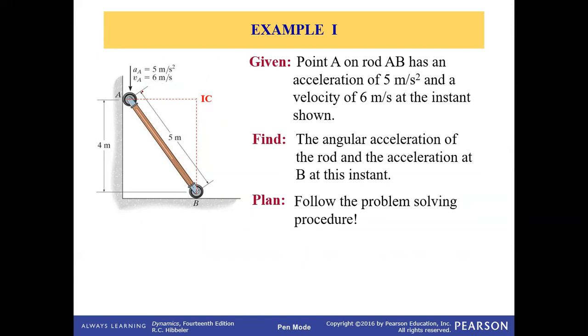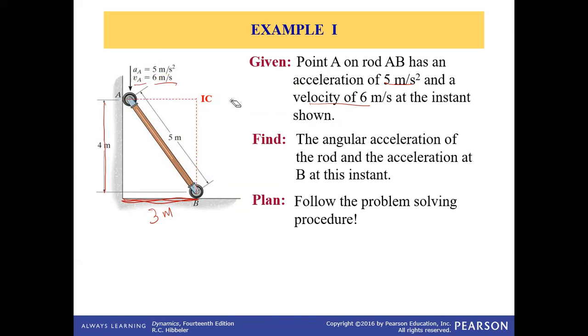So you have a point A here on the rod AB that has an acceleration of this and a velocity of this. As shown, at the instant as shown, this is 4, this is 5. Then what could this be? 3. Thank you. Okay, this is 3 meters. So at this particular instant, the velocity of A is VA, which is 6 meters per second. The acceleration is 5 meters per second squared at this point.